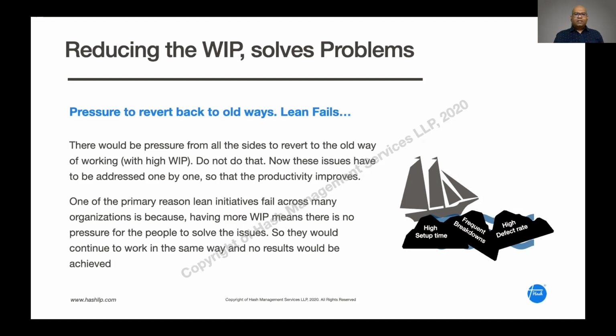Lean has different tools, and each tool will work on a specific problem. But the first thing is reducing the WIP and exposing the problems. Once the problems come out, we have to solve each and every problem through a specific tool. For example, for high breakdowns, use a tool called TPM, Total Preventive Maintenance.